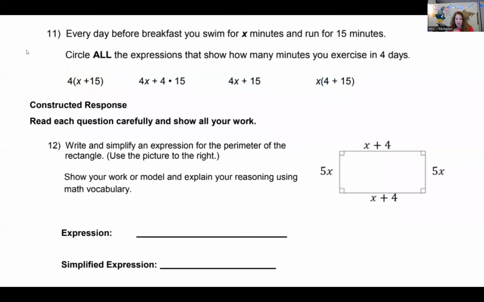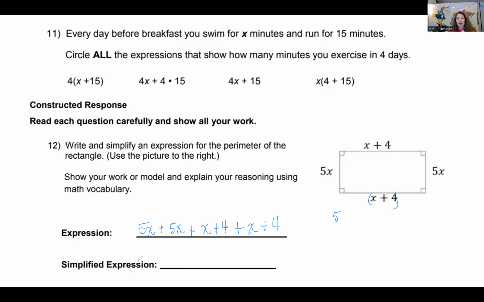Number 12. All right, we have this rectangle. So we want to find the perimeter. So the perimeter of a rectangle, we would add all those sides together. So first of all, let's write our expression without simplifying it, because that's what it asked for. We have 2 sides that are 5x, plus we have 1 side that's x plus 4. And then we have another side that's x plus 4. So that's our expression.